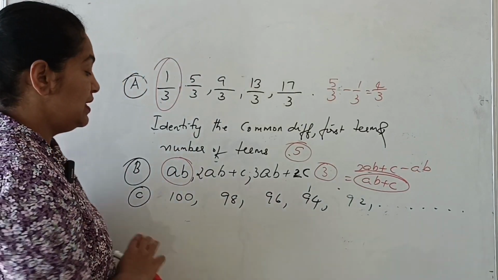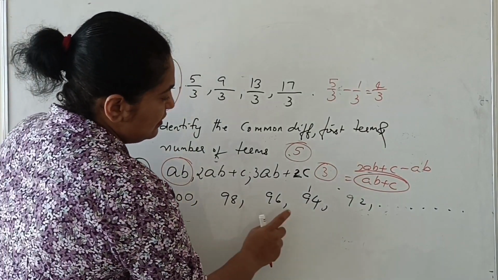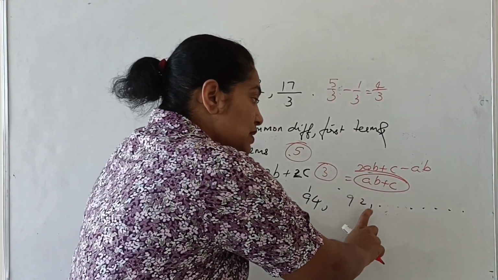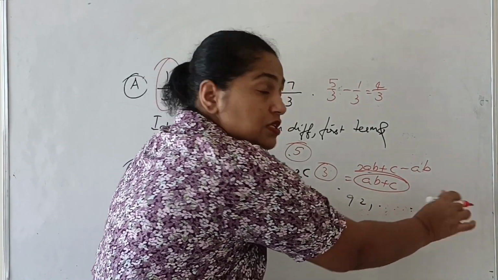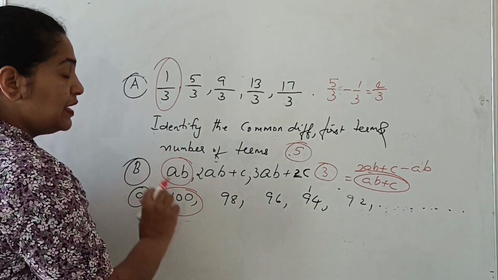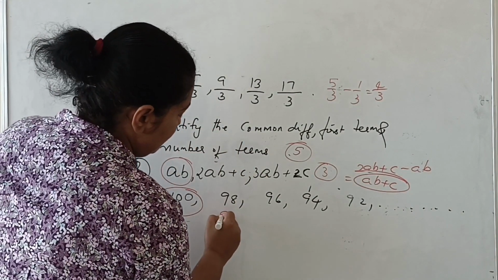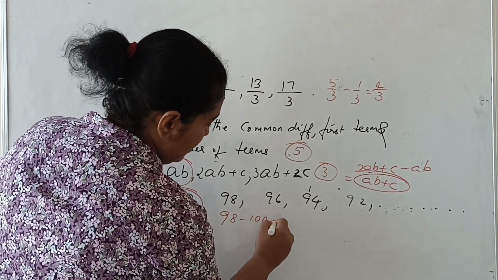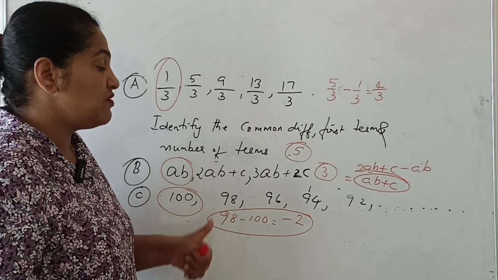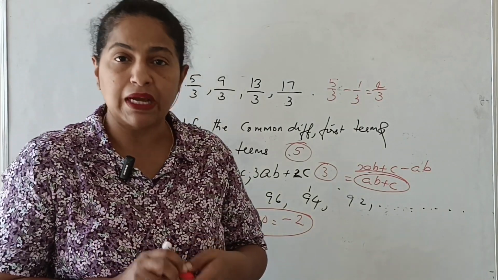Okay. Now the third one, 100, 98, 96, 94, 92. Okay. And the progression doesn't stop here. It goes on and on. Now the first term is 100. Let us find out the common difference. It is 98 minus 100, which will give me a minus 2. So the common difference of this particular progression is minus 2.